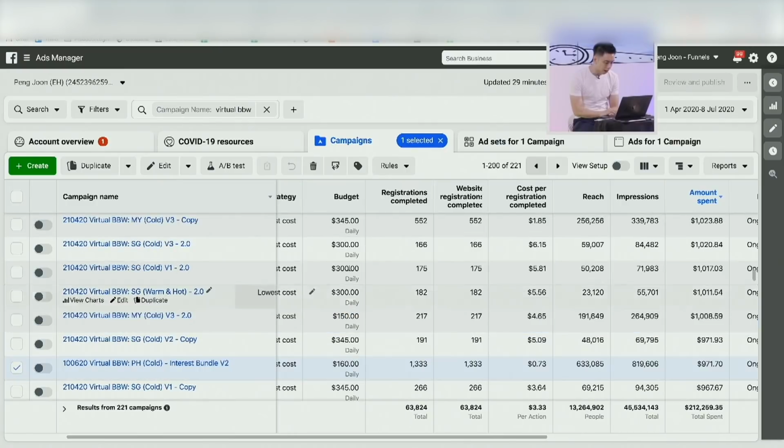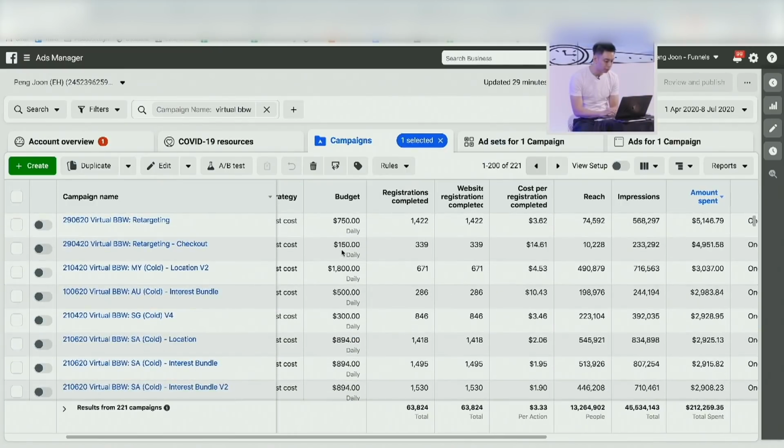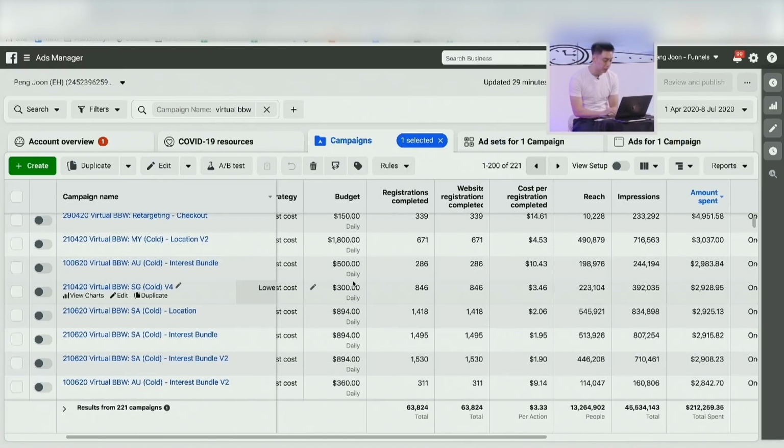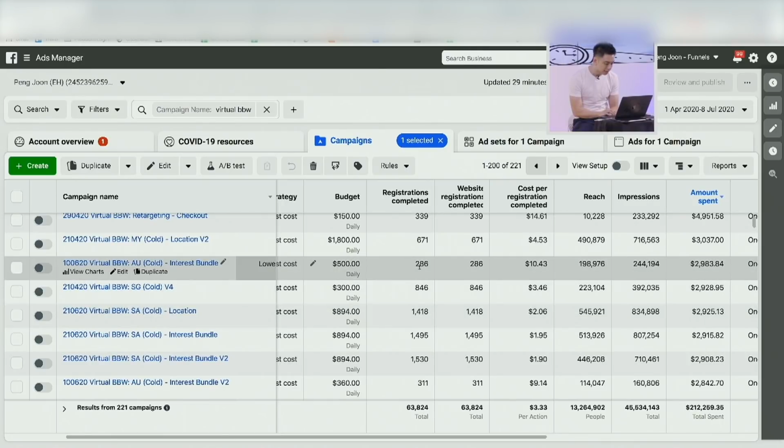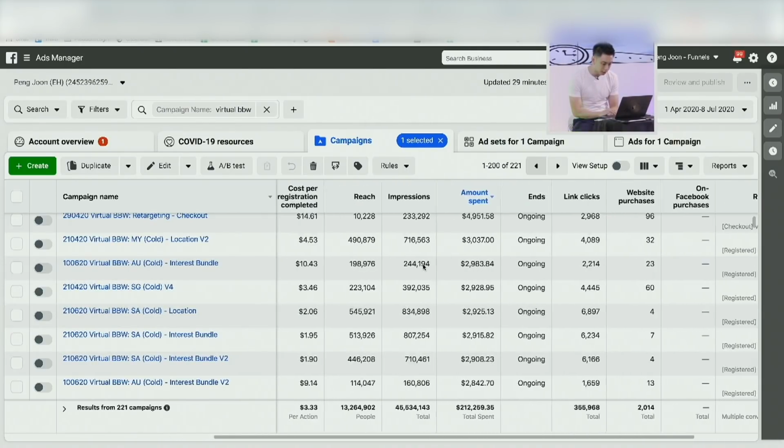Some budgets are higher than others. Some of them are really profitable. Perhaps we might want to spend more money on it. So let's take this interest targeting from Australia.